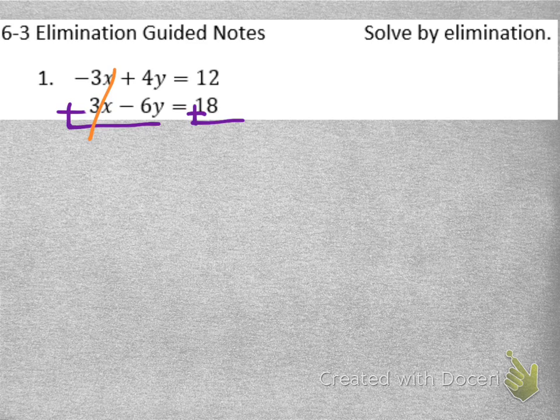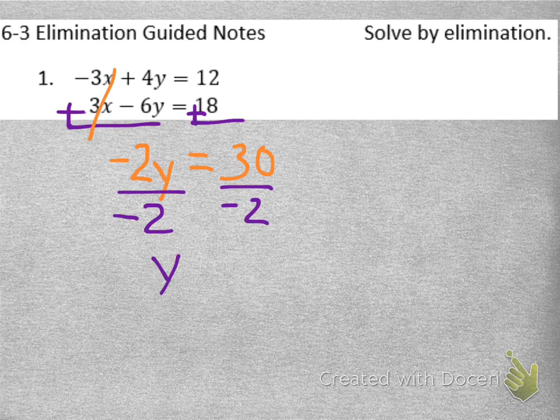4y plus negative 6y is negative 2y. 12 plus 18 is 30. Now to solve for y, to get rid of multiplying by negative 2, divide by negative 2. And so y is negative 15. Now to find x, we can plug it back in. You can go to either equation. I'll go with the top one.